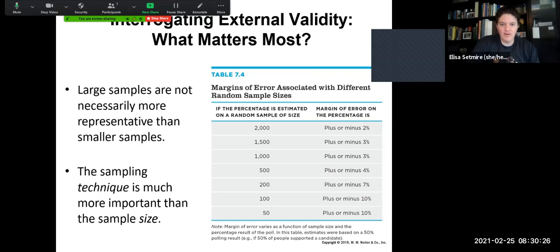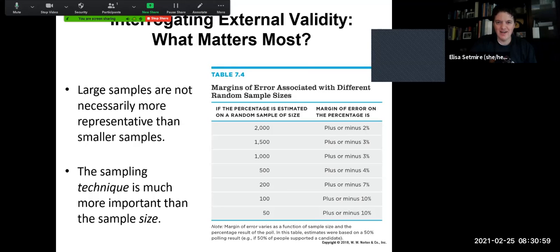Last slide here, what matters most? This is another thing that we talk about a little bit. How many people do you need? How do we know how many people to ask as part of our sample? There is a whole complicated statistical formula for calculating what's known as power, which we're not going to get into here. But a large sample isn't necessarily more representative than a smaller one. Sometimes less is more. The techniques that you use are more important than the sample size.